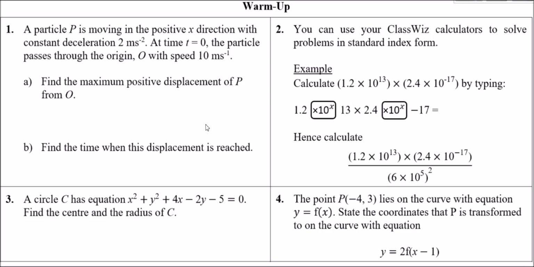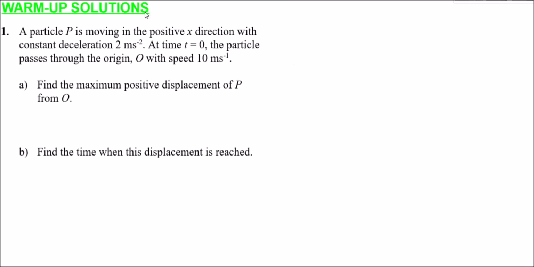Okay, so let's have a look together now at question number 1. For number 1, we have a particle P which is moving in the positive x direction with constant deceleration of 2 meters per second squared. At time t equals 0, the particle passes through the origin O with speed 10 meters per second. Find the maximum positive displacement of P from O.